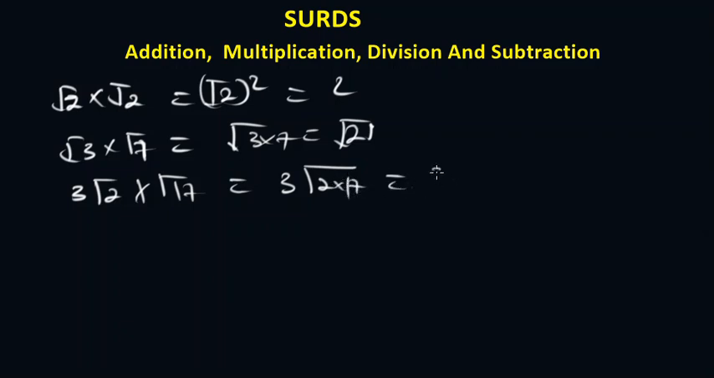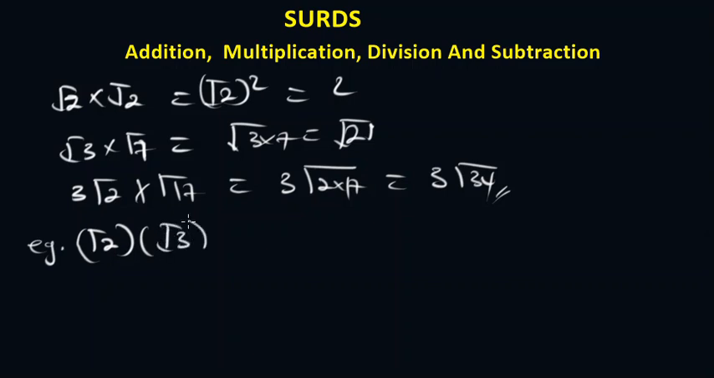So this will be equal to 3 root 34. So multiplication always comes in this manner. Sometimes we can have this question. Root 2, all into brackets, and then, so this is a question. Let me say, for example, root 2 all into brackets, and then root 3 on top of 3.